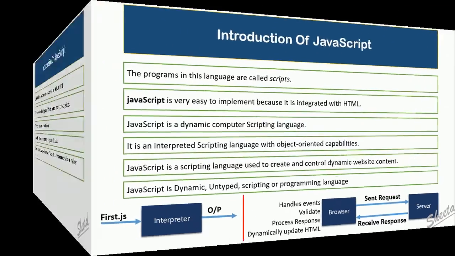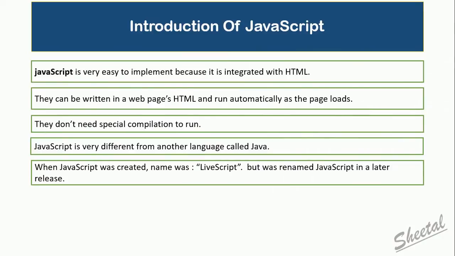JavaScript is very easy to implement because it is integrated with HTML. Scripts can be written in a web page's HTML and run automatically as the page loads. They don't need special compilation to run. JavaScript is different from another language called Java. So remember, Java and JavaScript are not the same language. It is a different language. When JavaScript was created, its name was LiveScript, but it was renamed JavaScript in a later release.